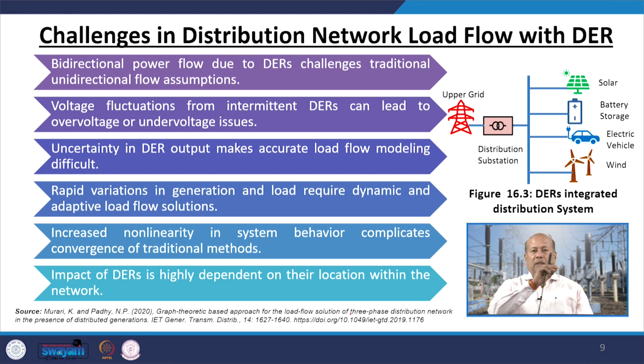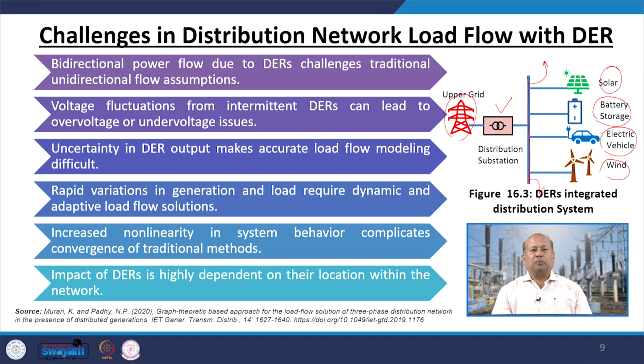Normally, we assume the power is flowing from the main bus towards the load bus, which is not true in case of a DR integration system. So, now what is happening? We have the main grid, then we have a distribution substation, and this distribution substation is not only catering loads, but it is also connected to solar energy, battery storage, electric vehicles and winds, and moreover there could be a few industrial loads also. Now, voltage fluctuations from intermittent DRs can lead to overvoltage or undervoltage issues.